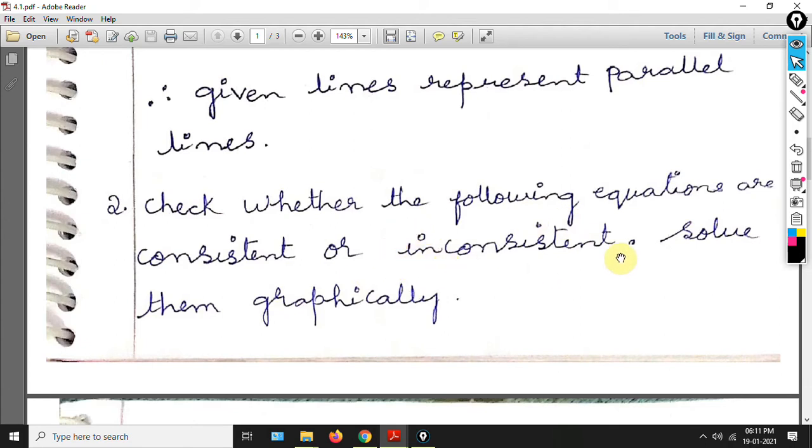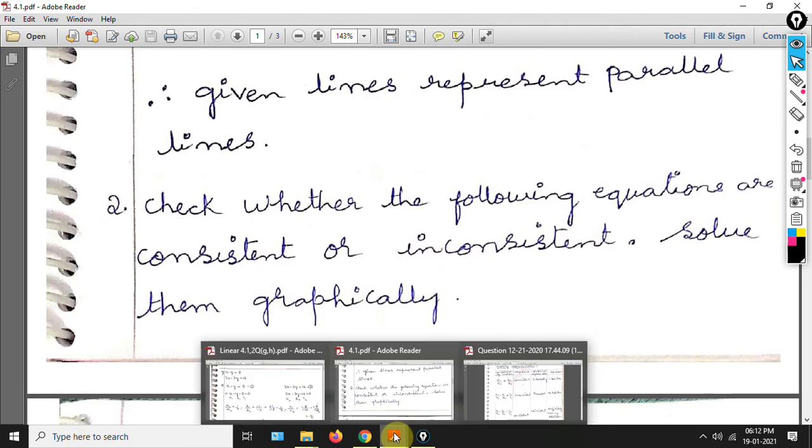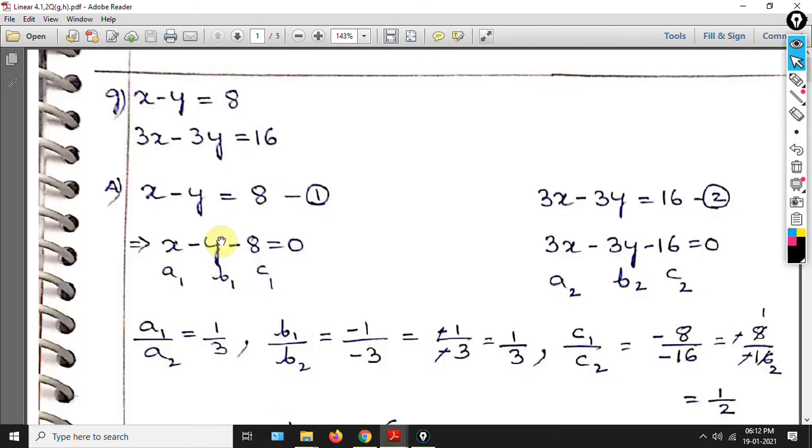Next, what is it saying? Solve them graphically. So on a graph also we have to show those equations. Okay, let's start. The given equations are x minus y equal to 8 and 3x minus 3y equal to 16. So here we are writing in the answer, as it is, the equations he gave. We write x minus y equal to 8 and put this as equation number 1. Next we write the second equation as it is, 3x minus 3y equal to 16, and put it as equation number 2.